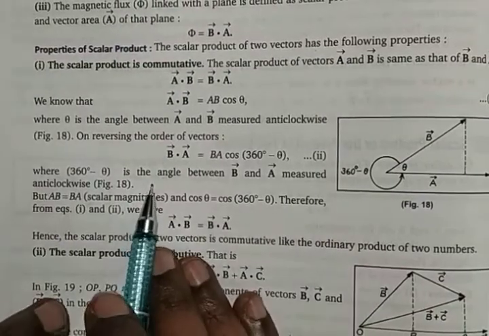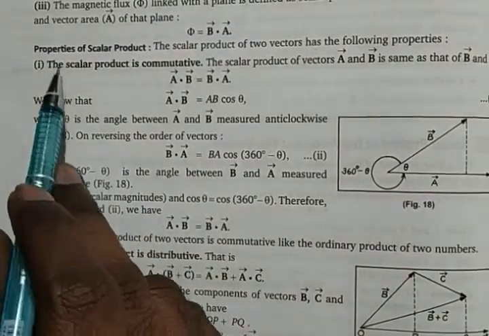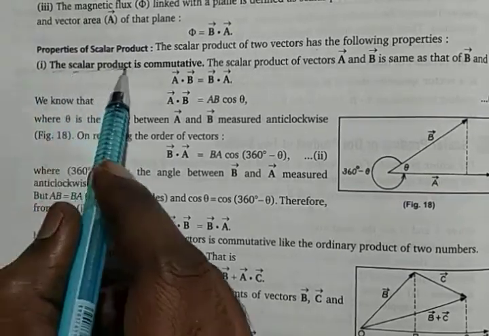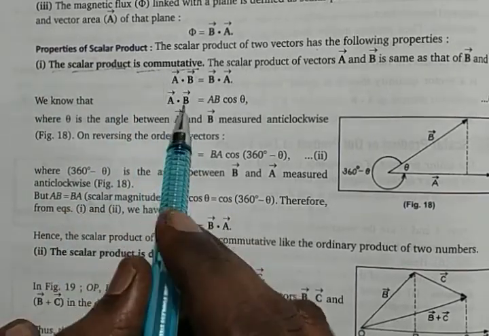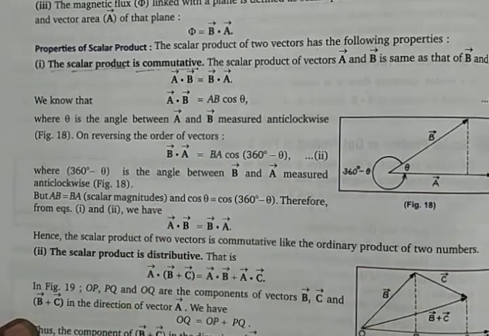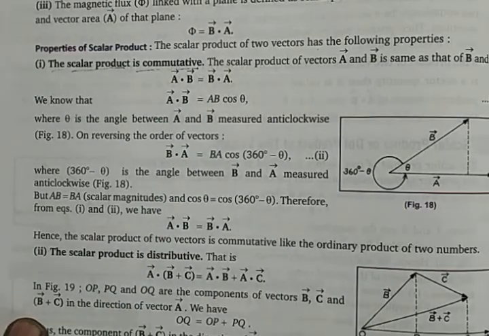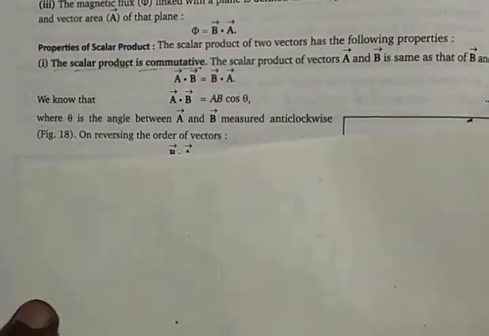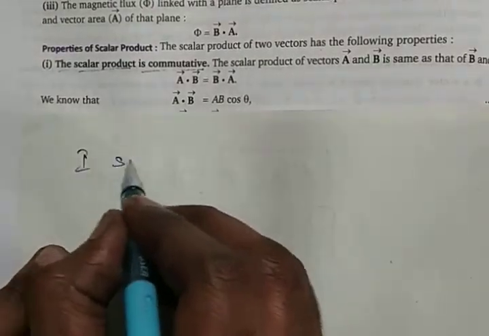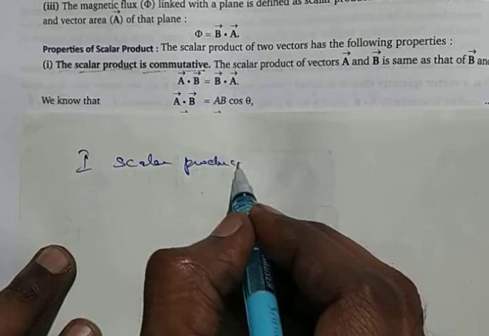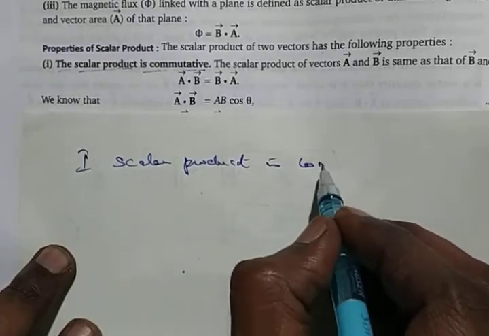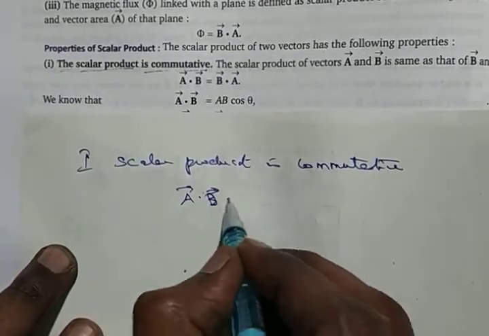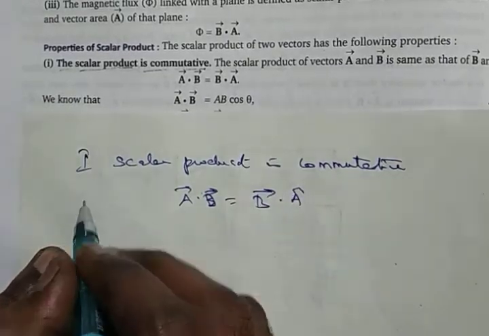So we will go ahead to some of the properties. They're not examples, the properties of scalar product. What are the properties? The first property is the scalar product is commutative. What does commutative mean? A dot B equal to B dot A. So you can write the properties one by one. Just determine and write one by one, that's enough. So the first one is scalar product is commutative. What does commutative mean? A dot B will be equal to B dot A. So that is the first property.